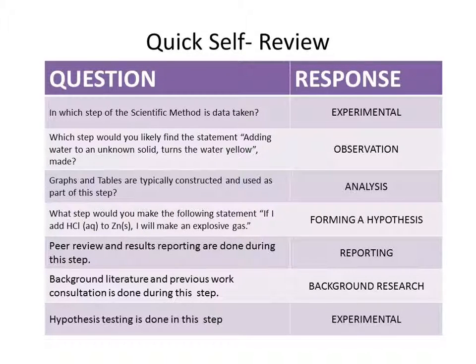Okay, here are the answers that I came up with, and I'm not going to spend a lot of time on this because you can read as much as I can. So let's just quickly go through this. The step that we do, the scientific method where data is taken, is our experimental step, right? Adding a water to an unknown solid turns the water yellow is an observation, so that would lead to your question at some point, like why does that happen? Graphs and tables are typically constructed and used in the analysis section, right?